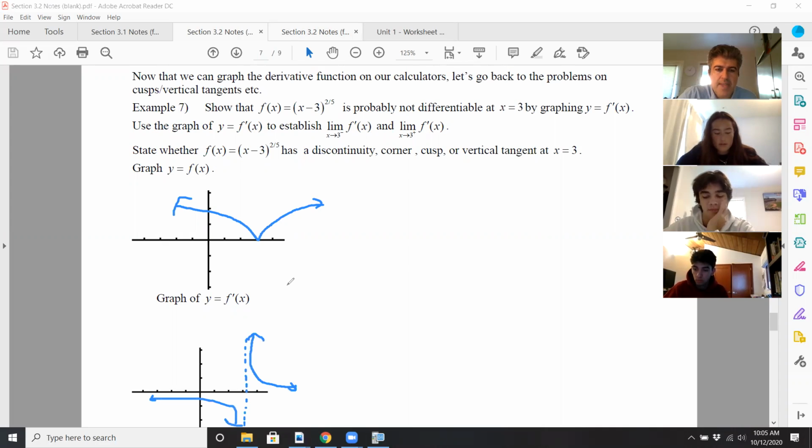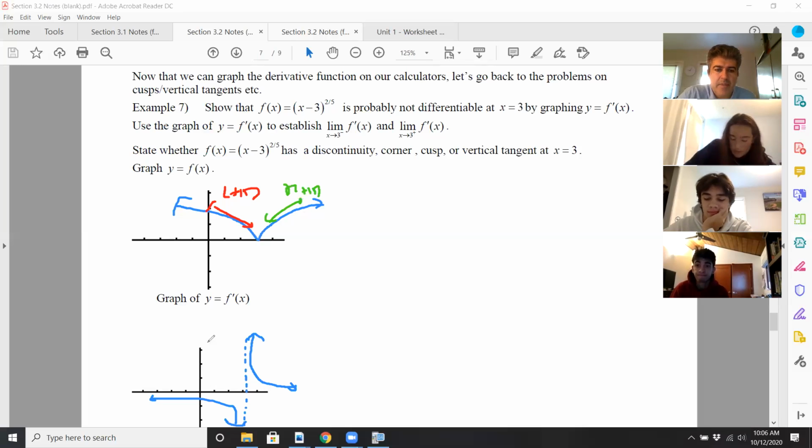What's happening is that the slope of the tangent lines are negative to the left of 3. The slope of the tangent lines are positive. Let me actually do green for that. Are positive to the right of 3.